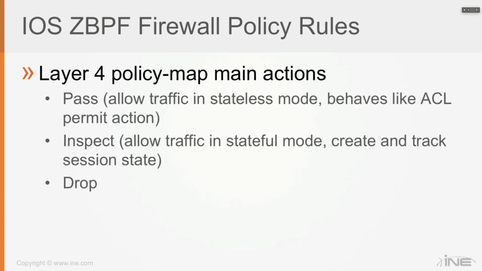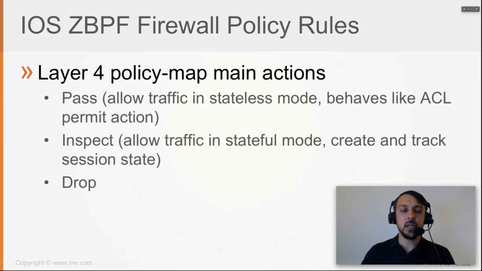Now, firewall policy rules, what are the actions? So there are a couple more actions than these, but the main and important actions that you can configure in a policy map for each class map, for each type of traffic, you can either say pass as the action, which means you're going to allow traffic in a stateless mode. It behaves like an access list with a permit action. Of course, this is rarely seen, because as you're going to see, the firewall policy is going to be unidirectional. So if you don't inspect the traffic, you just pass it. It means you have to define firewall policies both ways in there.